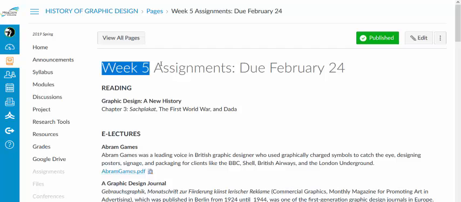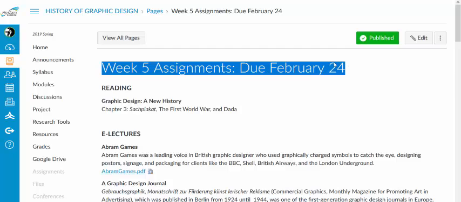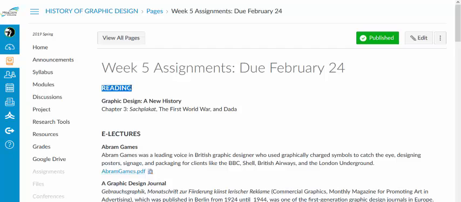Here we are in this week's assignment module, and these assignments are due this Sunday, February 24th. The reading for this week is Chapter 3 in the textbook. It's about the German movement known as Sachplakat, a very interesting poster design style, the First World War, and an art and design movement known as Dada, which is kind of an anti-art movement.